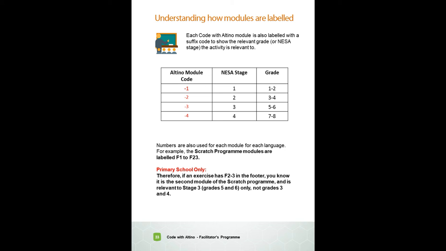Sorry, that's a mistake. There's not 23 modules, there's a lot less than that. Therefore, if an exercise has F23 in the footer, you know that it is the second module of the Scratch program, F for foundation, 2 for second module, and is relevant to stage 3, grades 5 and 6 only, not grades 3 and 4. That is really only relevant to primary schools because we've differentiated the program between years 3 and 4 and years 5 and 6.